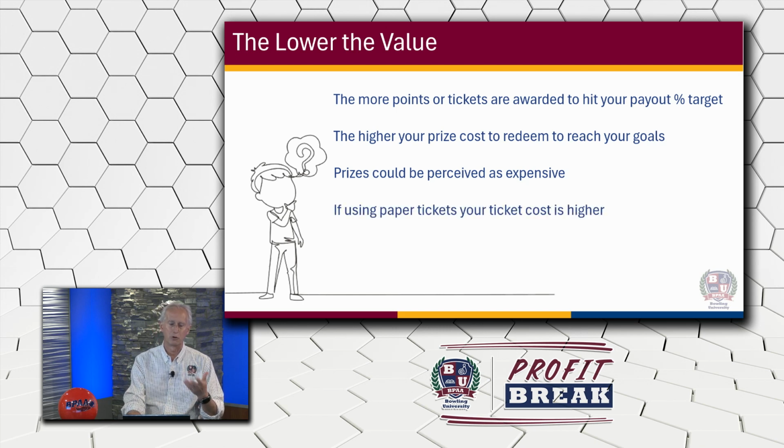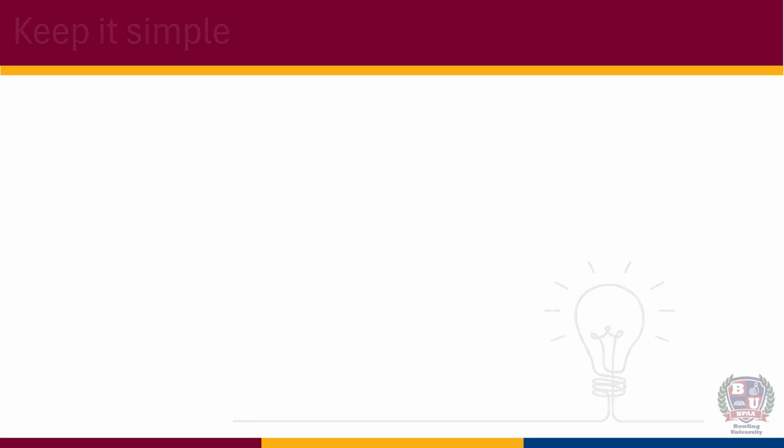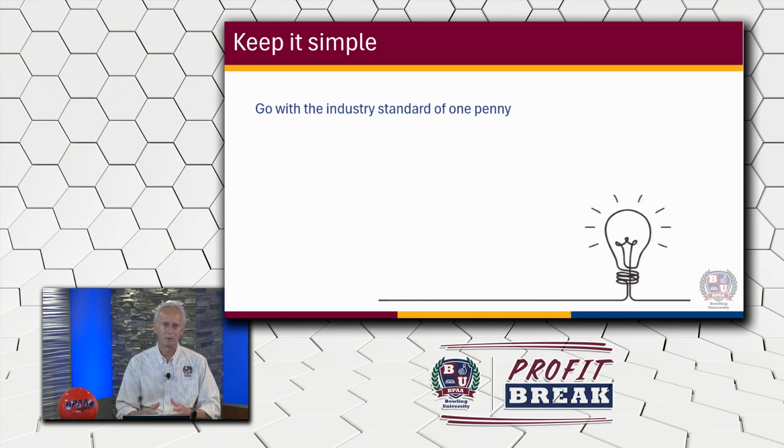If you're using paper tickets, like I mentioned, your prize cost is going to be higher. Paper is expensive. So definitely, if you get paper tickets, I would not do a half a penny. Simple as that. Keep it simple. My suggestion is go with the industry standard of 1 penny, and that way it's just simple, because at the end of the day, this is a metric that you need to establish and then move on from there and monitor your game room. It's not something you want to get all twisted about.